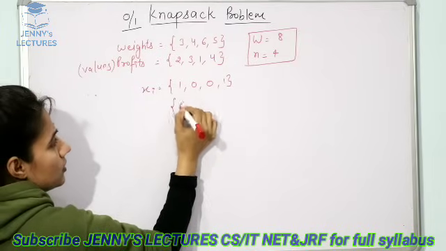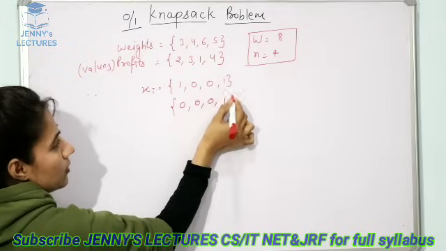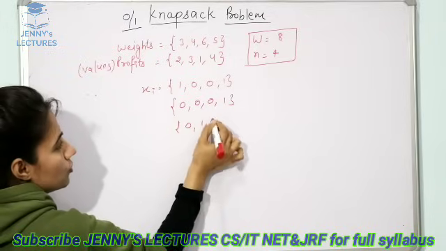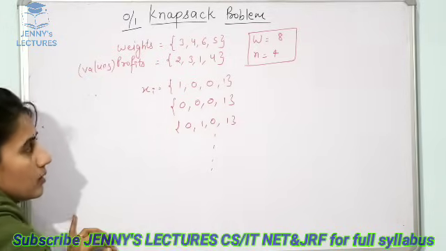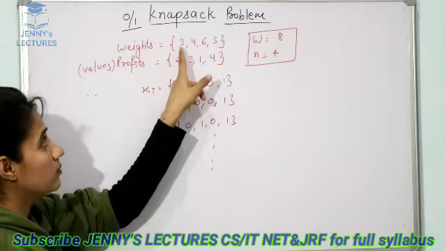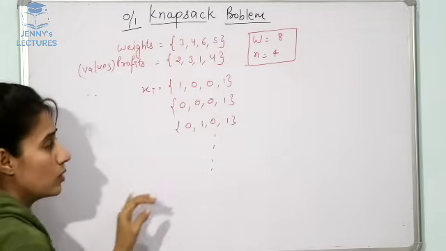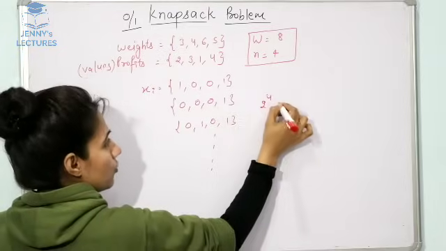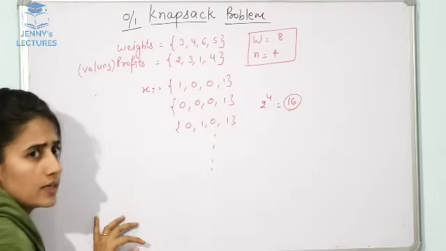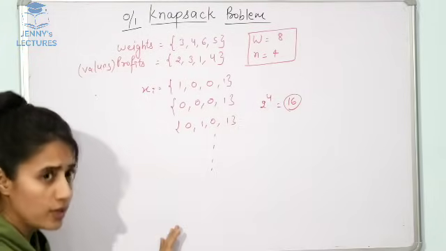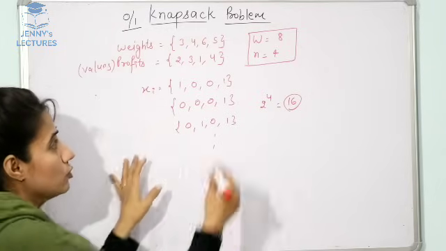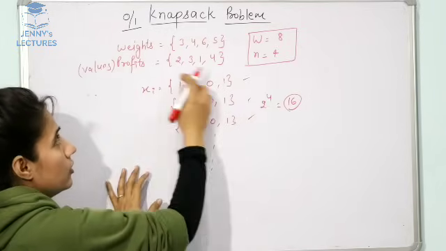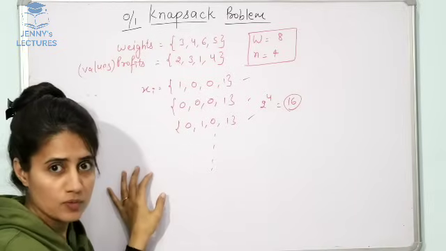Suppose one combination is 0 0 0 1, another one is 0 1 0 1, something like this. We have 4 items having weight 3, 4, 6 and 5. So the total number of combinations would be 2 raised to power 4, that is 16. Either you can make the 16 combinations and check which combination you will select so that you get the maximum profit. Okay.